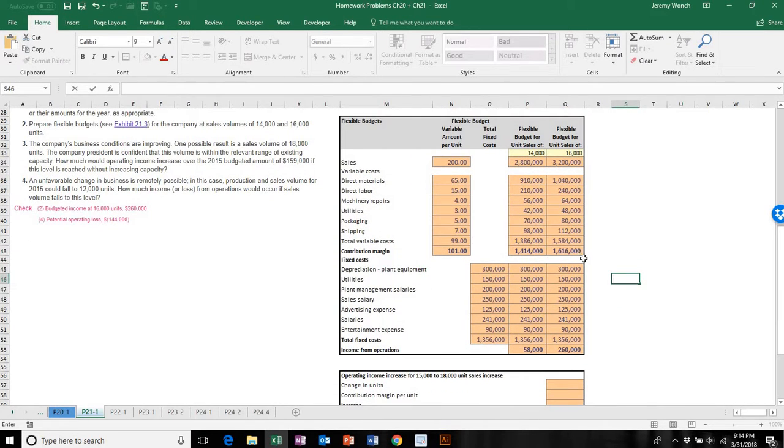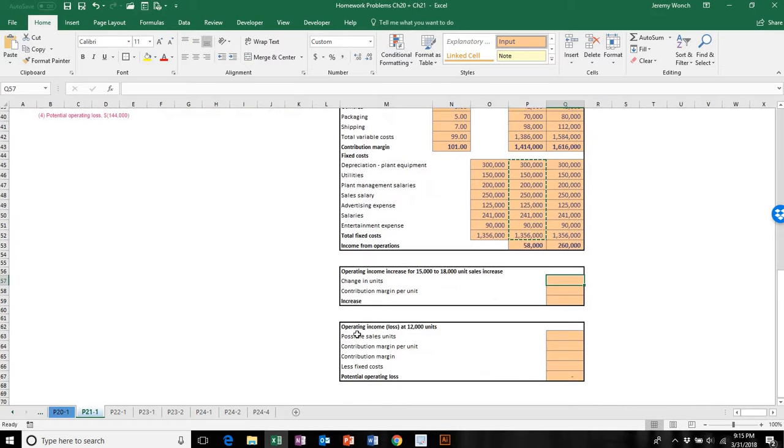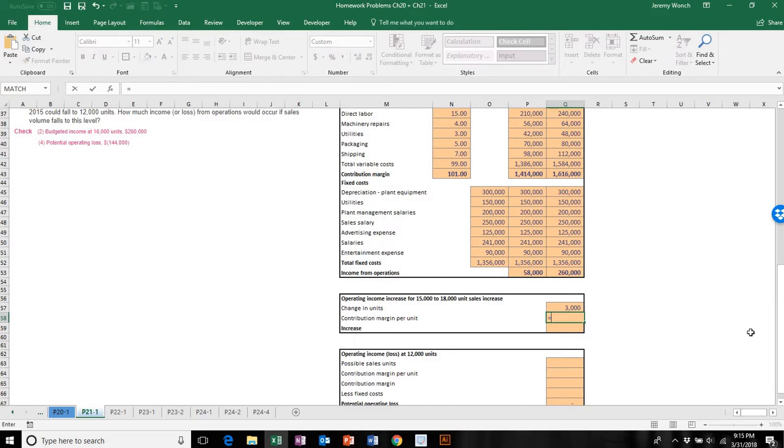And so we can recreate this whole flexible budget over here, or we can go over here and we can use our contribution margin per unit to figure that out for us. And so if the original budget was 15 and we think we can do 18, that means we're going to sell 3,000 more units. And if we just multiply that times our contribution margin, that will tell us how much extra profit we'll have.